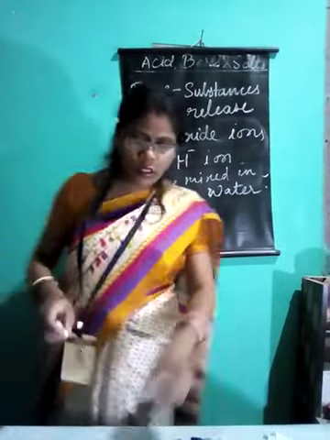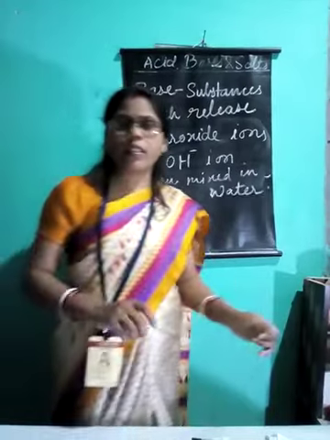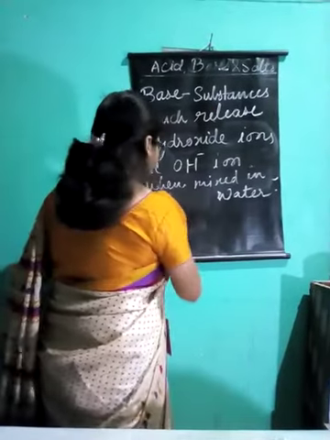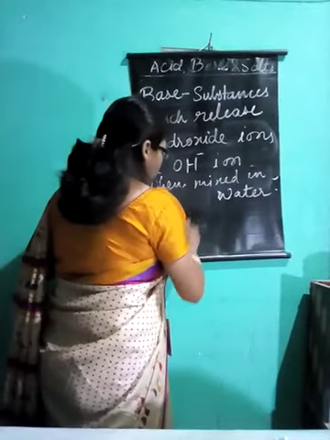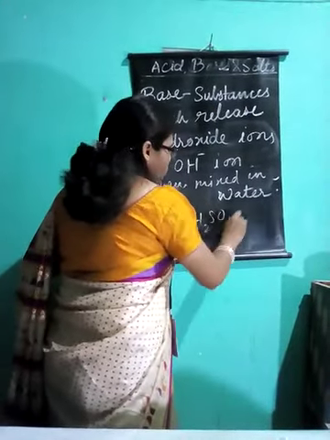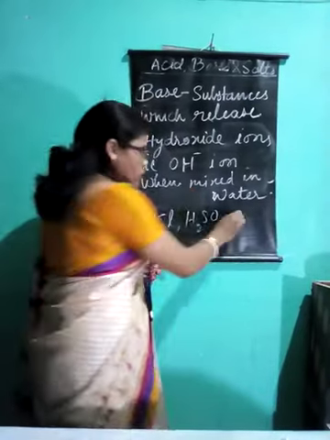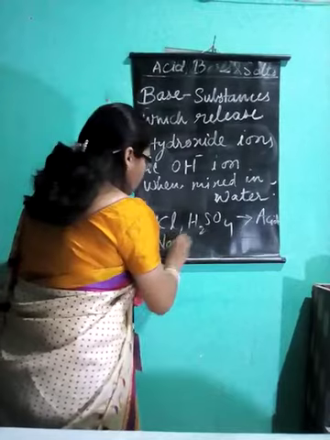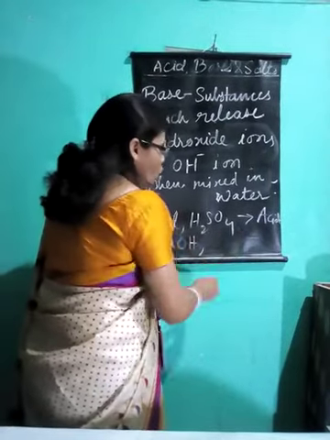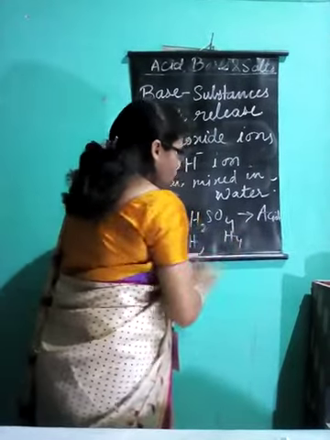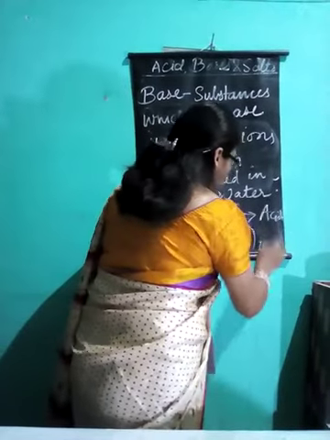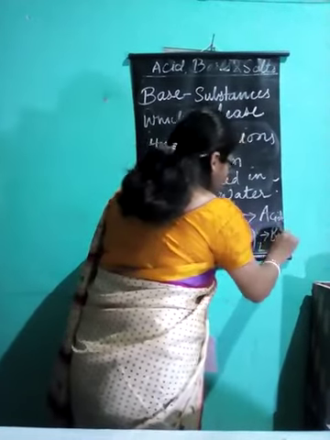Examples of acid are citric acid, lactic acid, or the commonly used HCl. HCl and H2SO4 are examples of acids. Whereas bases are NaOH, all the hydroxides, Ca(OH) twice, these are all bases.